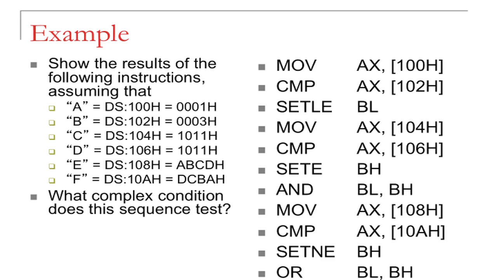So with these 3 instructions, we're trying to perform this operation. It's going to check whether E is equal to F or not. If they are not equal, it will set BH. So the value in BH is an indication of the equality relationship between E and F. And the final instruction is OR BL, BH.